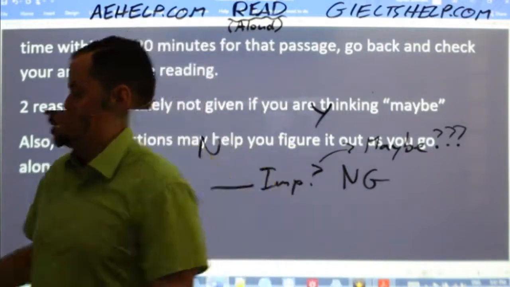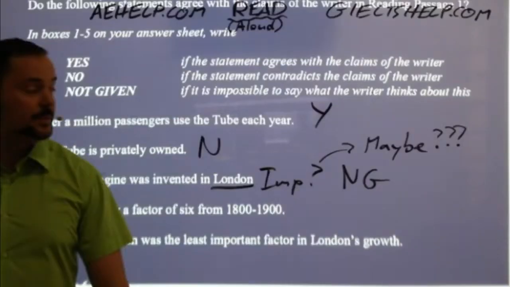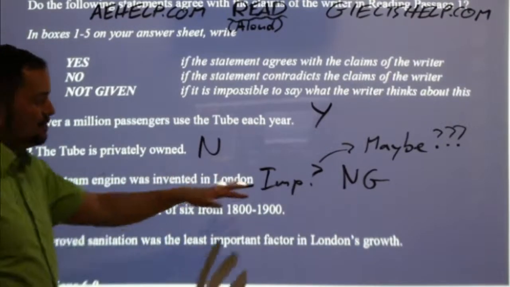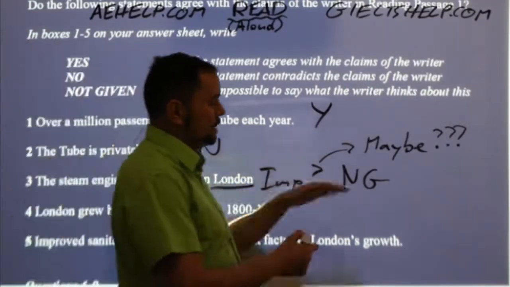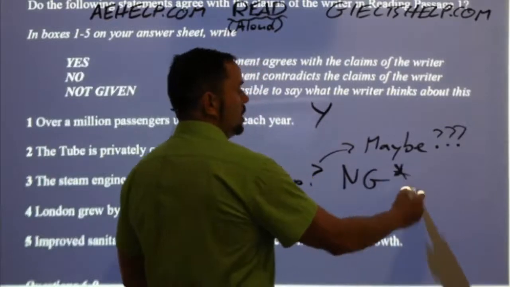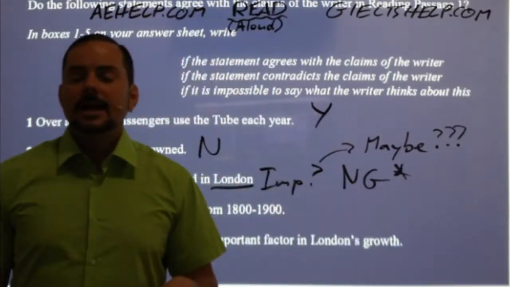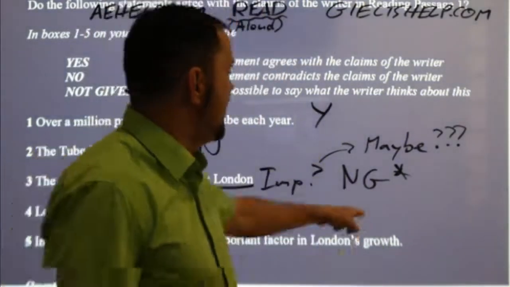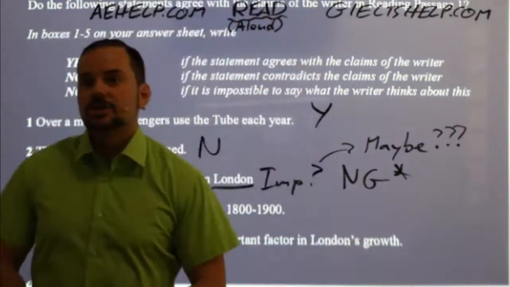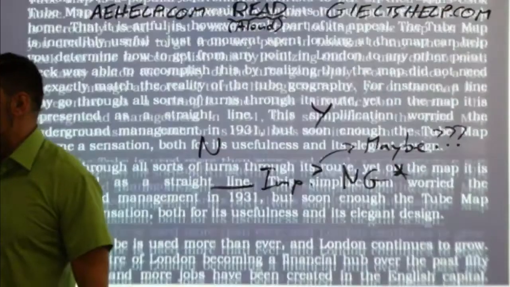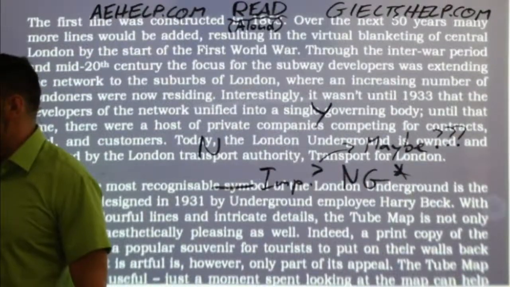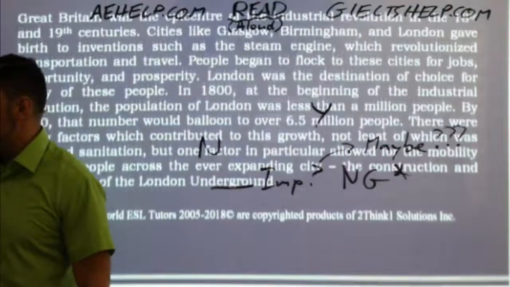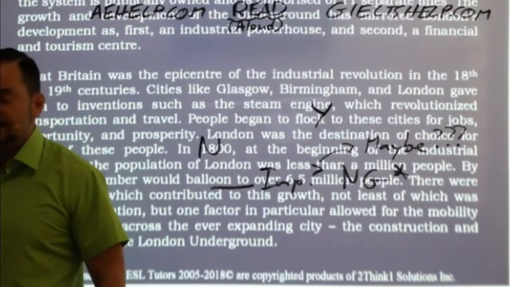Don't skip the question. What you want to do is put the steam engine was invented in London. Important, not important? I don't know, maybe. I'm going to give it a not given. I'll put a star if I have a minute at the end of this passage and questions. I'll come back to this, and then I'll search the passage and realize that it was somewhere in the development of London.